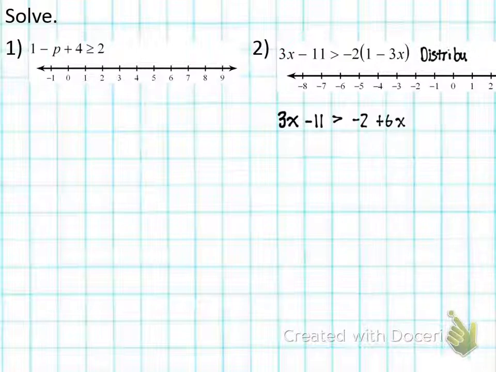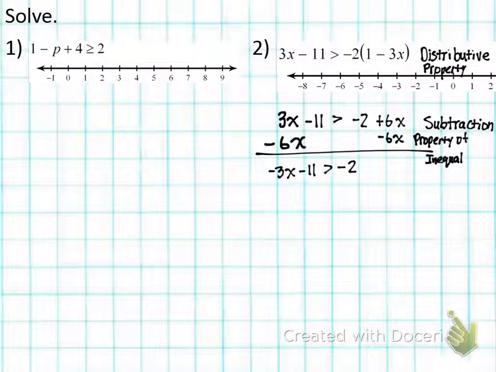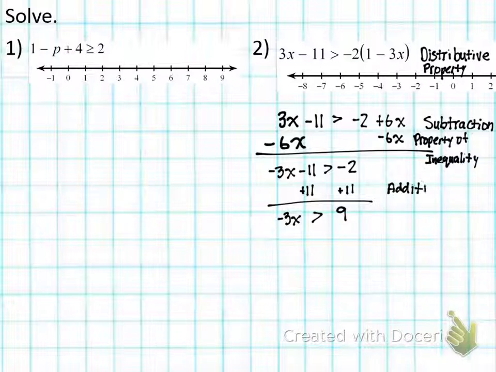Give me a moment. Let me get this really quick. Okay, so I've subtracted 6x on both sides, and that was the subtraction property of inequality. Okay, and then I asked myself, what's by the x? Are there any subtraction signs by the x? Yeah, I'm subtracting 11, so I want to do the opposite. So I'm going to add 11 on both sides using the addition property of inequality.